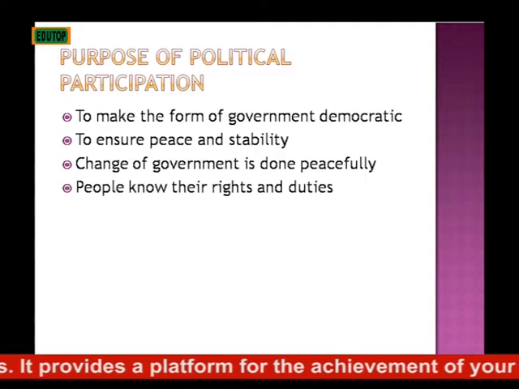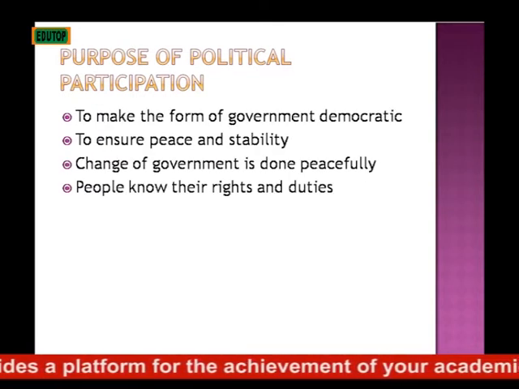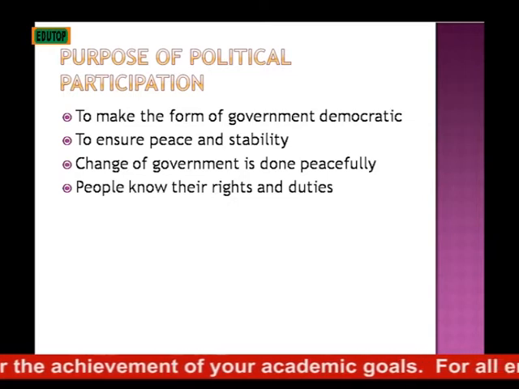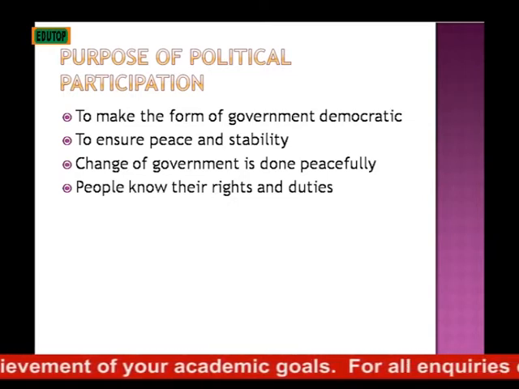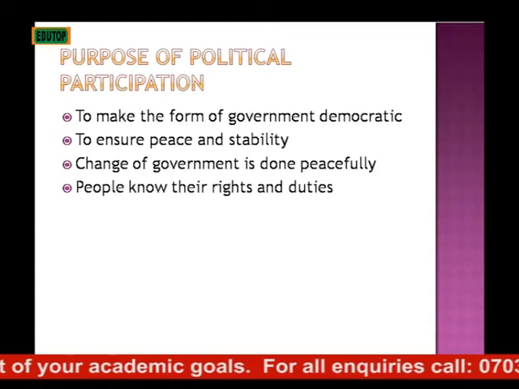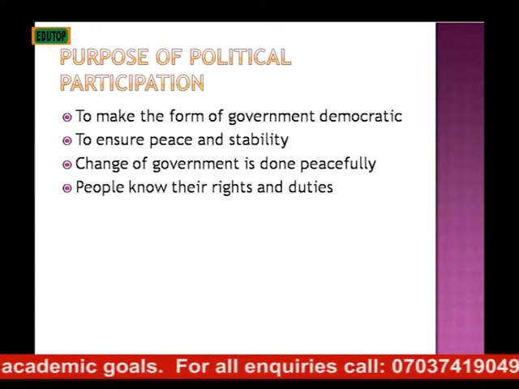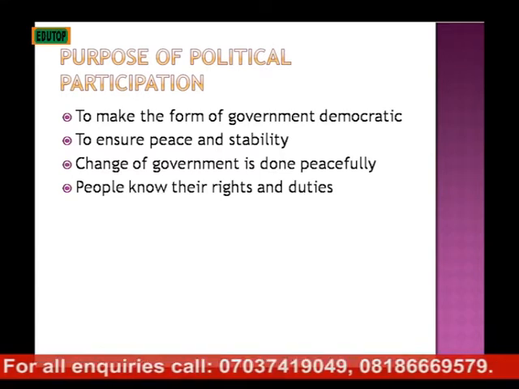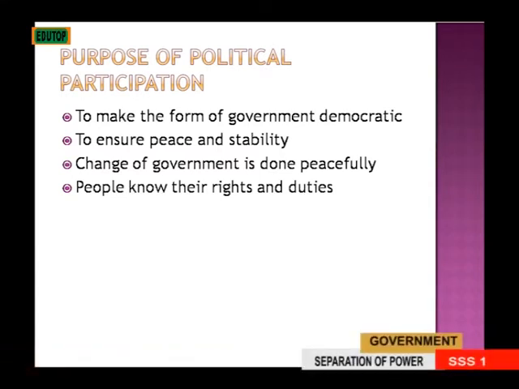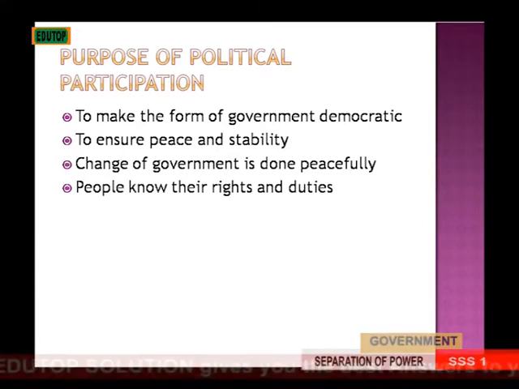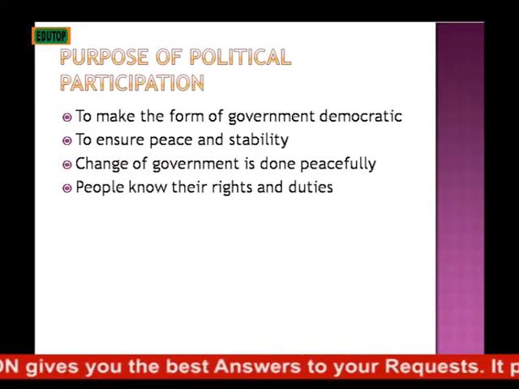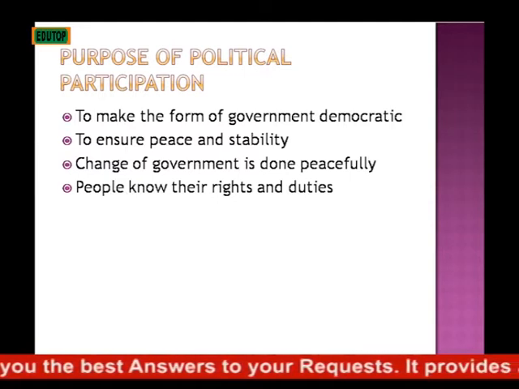The next is the purpose of political participation. Why do people participate in politics? 1. To make the form of government democratic. When people participate in politics, when people elect their representative, the government that comes into power becomes a democratic one because the government comes into power through due process. The second is to ensure peace and stability.